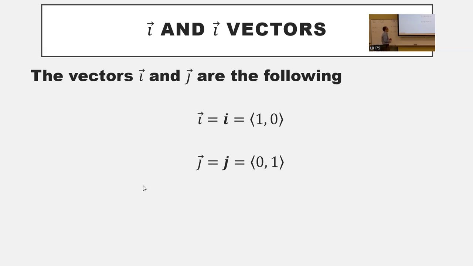Other key vectors are vectors i and j. i as a vector is the standard position vector <1, 0>. j as a vector is the standard position vector <0, 1>. And any other vector can be built from i's and j's. That's why i and j are important.